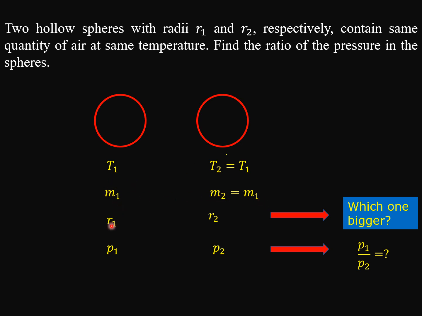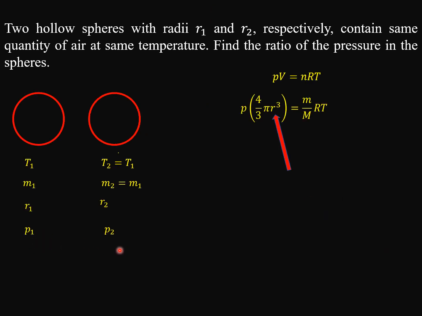Now the size of the spheres is given by the radii R1 and R2. We do not know which one is bigger because it is not mentioned in the question. So we are not sure whether R1 is bigger than R2 or R2 is bigger than R1. But the question asks us to find the ratio of P1 and P2, where P1 and P2 are the pressures.